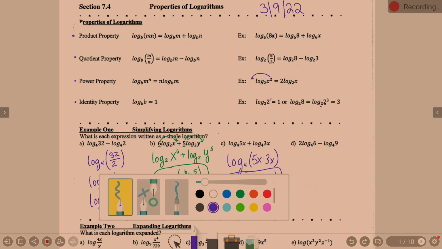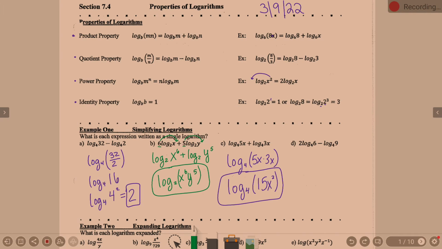Okay, D. 2 log base 4 of 6 minus log base 4 of 9. Can you take just one number? Yeah, we can use the power property on just one. And we're going to have to here, because I can't put these together as one log as long as either of them have a number out front.